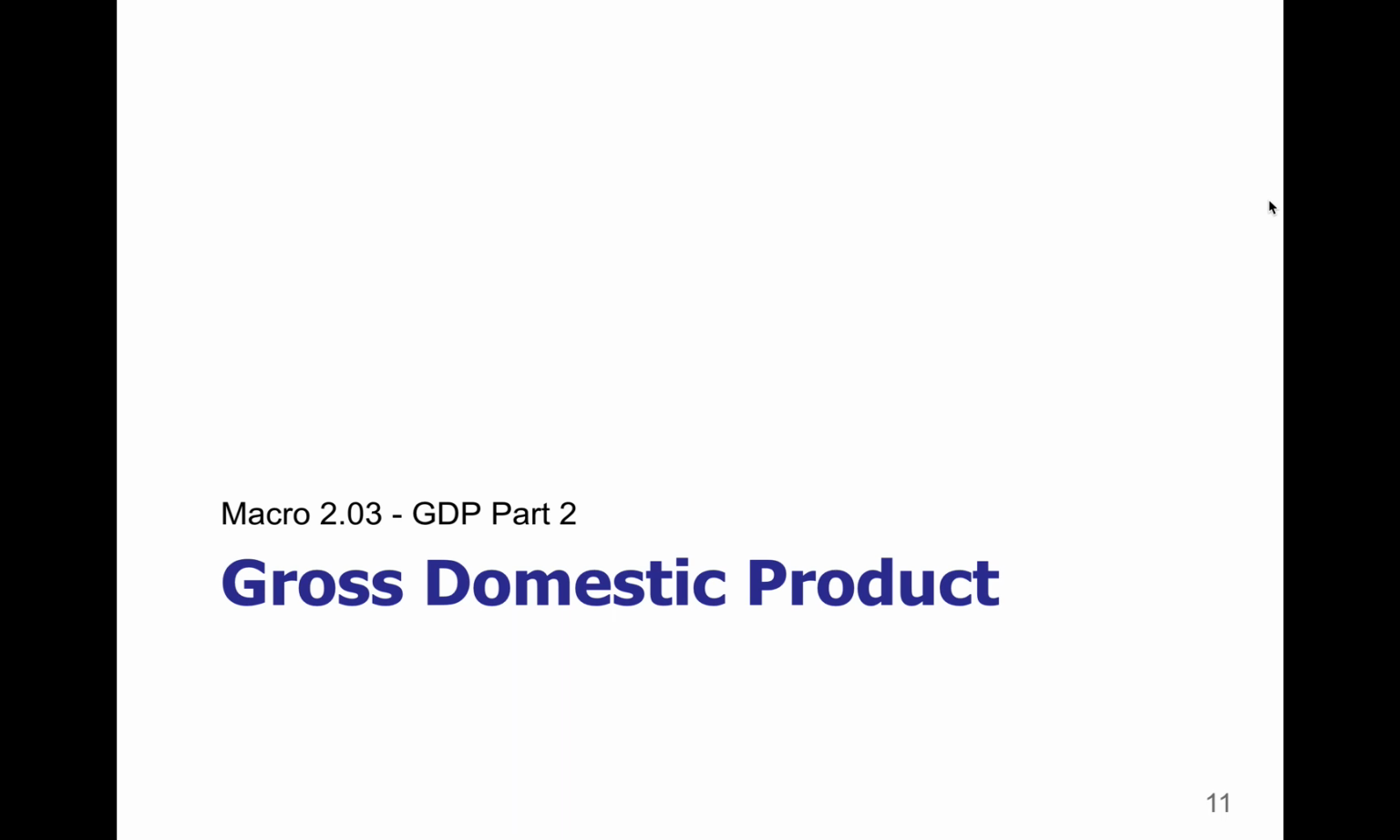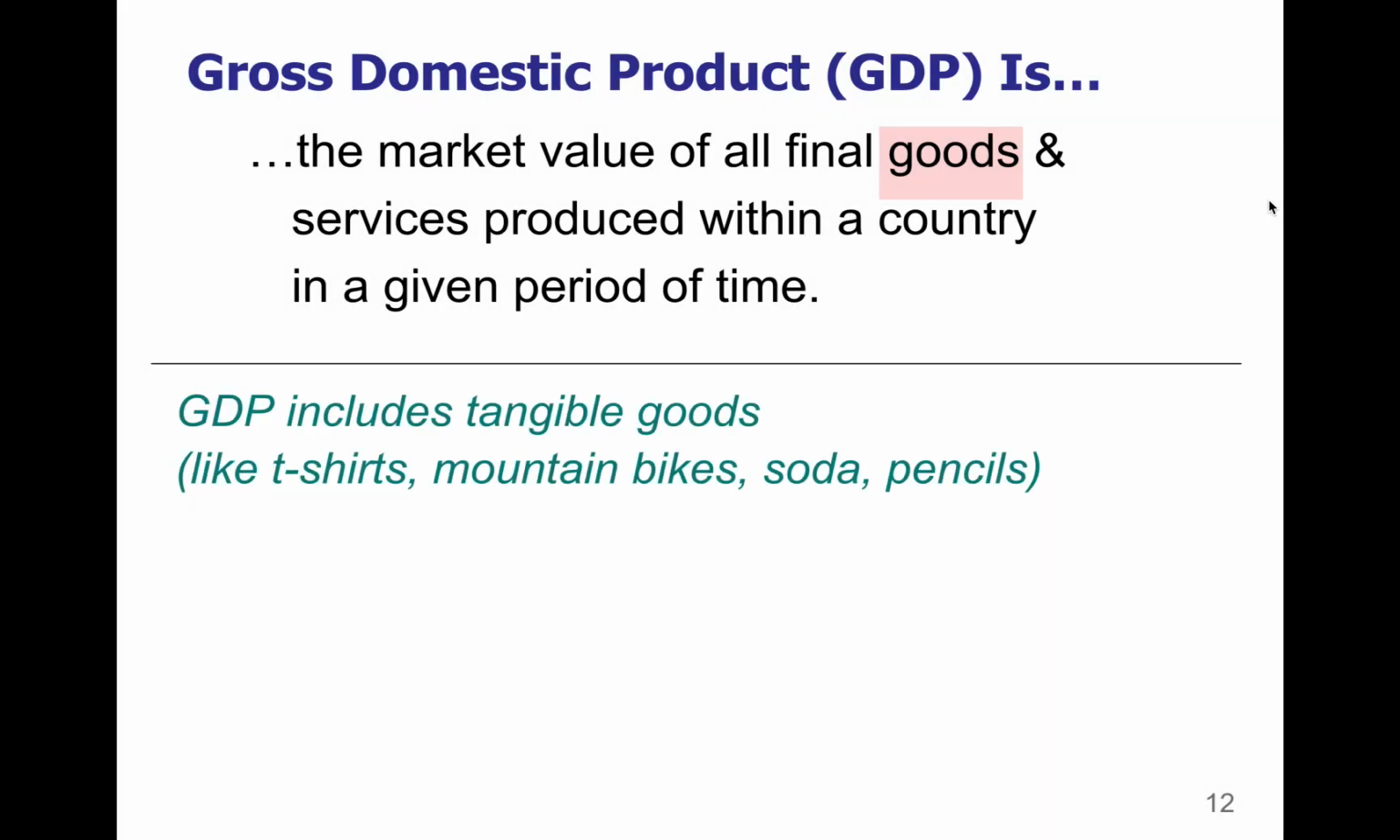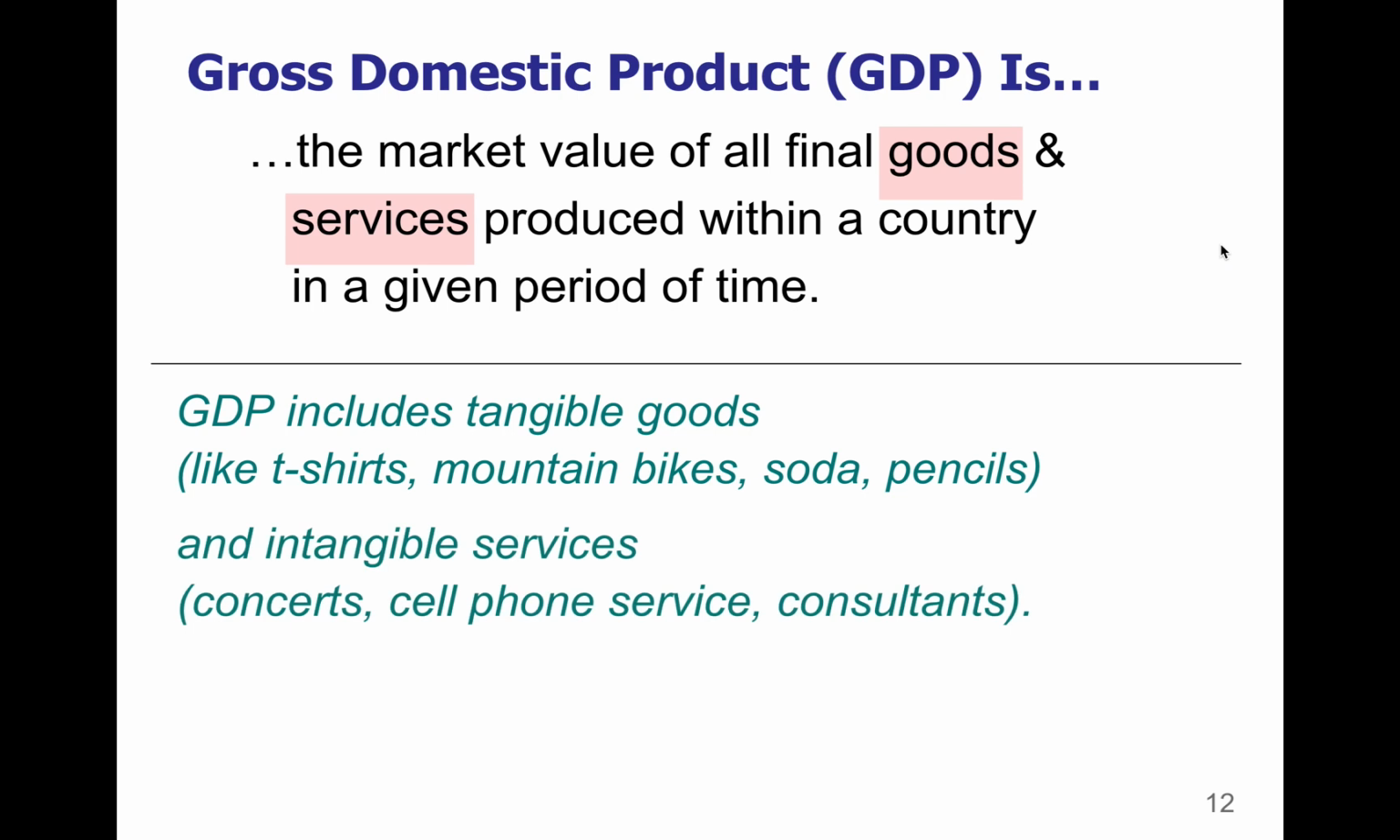So if we continue on our definition of gross domestic product, I want you to remember that it includes goods and services. It's very easy for us to talk about goods that are being made, tangible things where a business purchases parts and puts together some product and then sells it to a consumer. But students often forget about services as well.